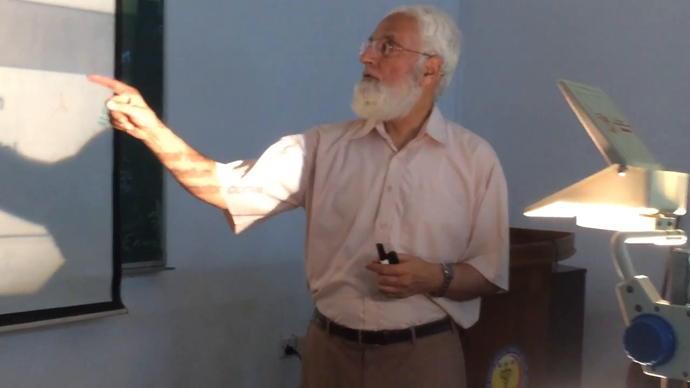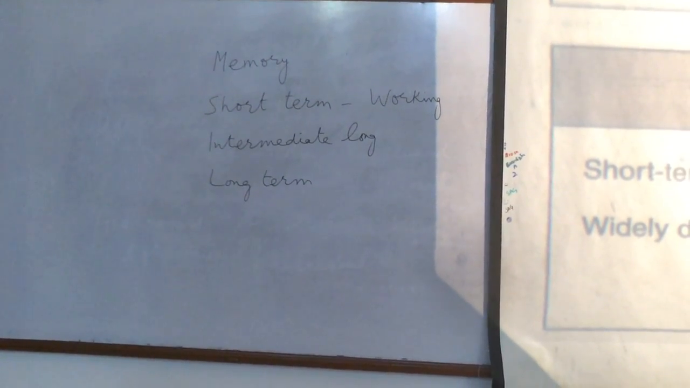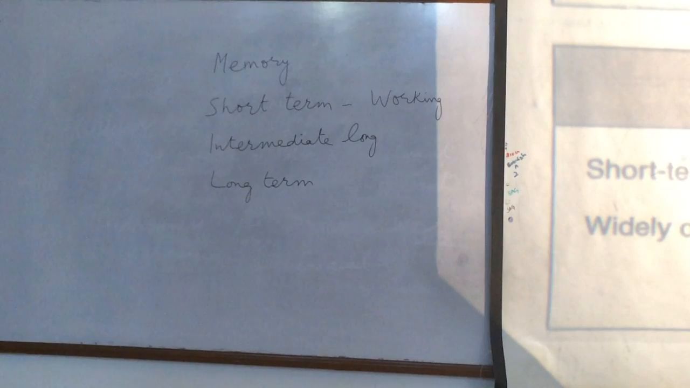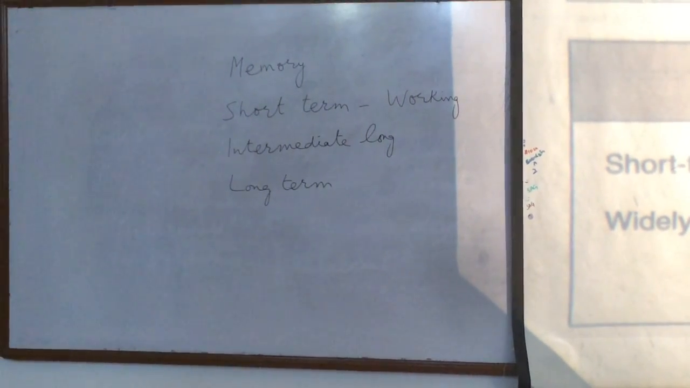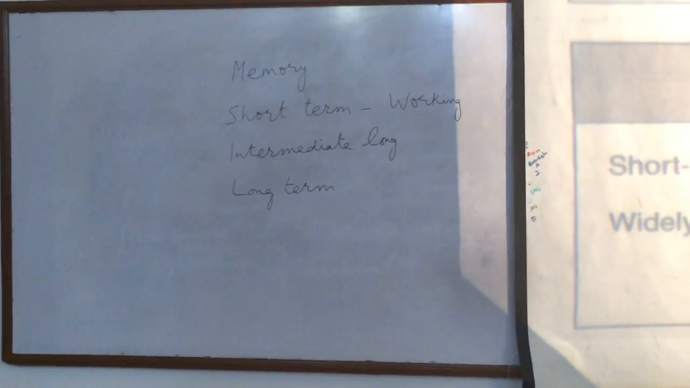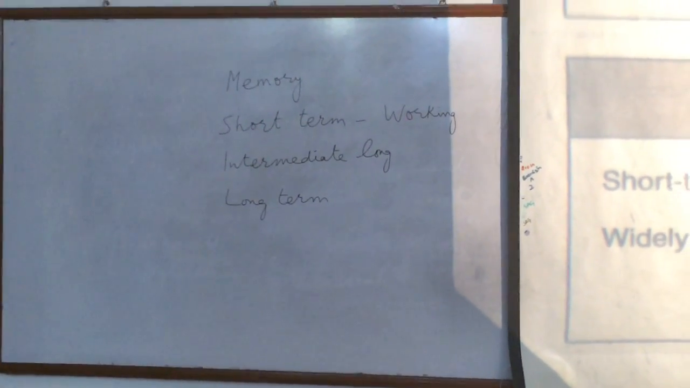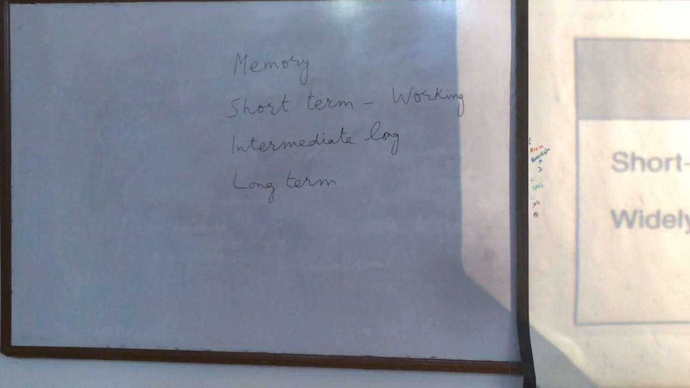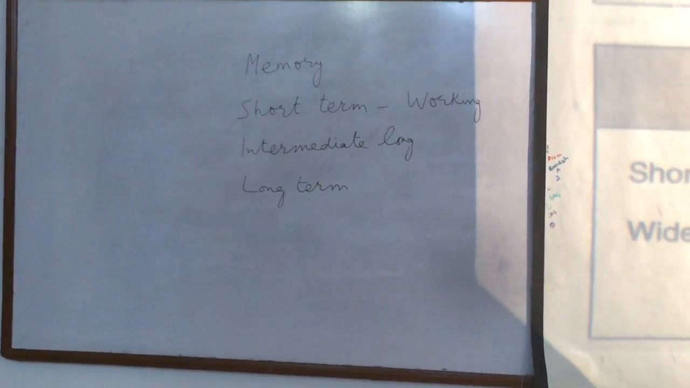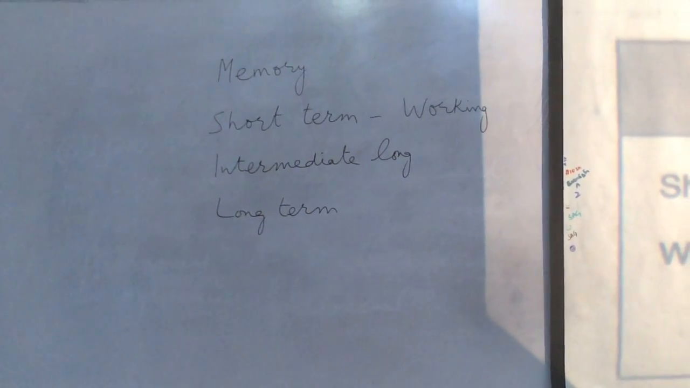Then we come to the long-term memory. Long-term memory is a fixed memory. It lasts for years, or for the whole life. Say, alphabets, basic knowledge about religion, names of relatives. So these last for years or for the whole life.